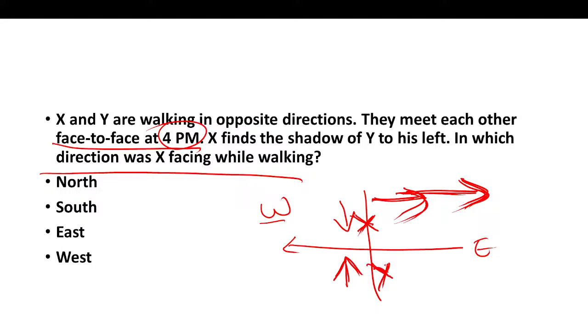If he is looking upside, obviously in the evening his shadow will be in this direction, which is left of X. X is facing south, Y is facing north. In which direction is X walking? South direction.